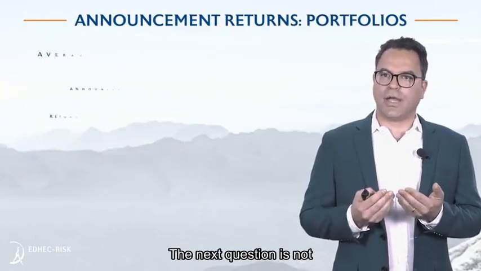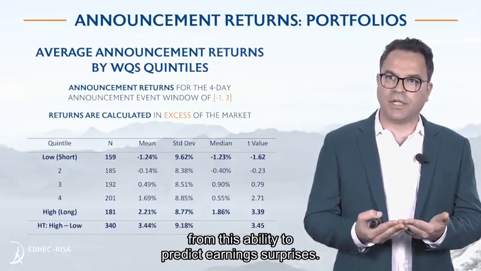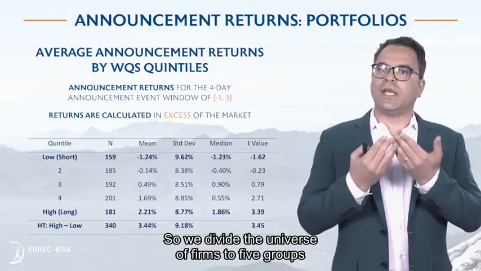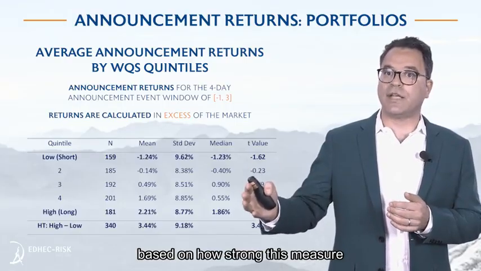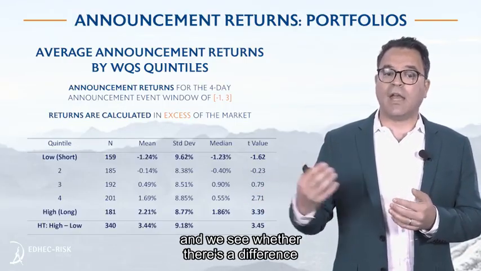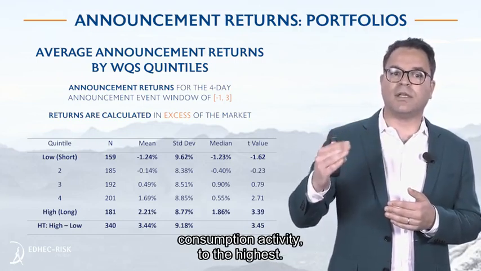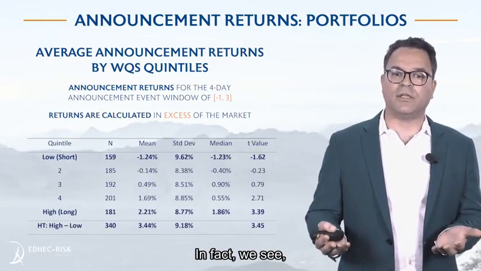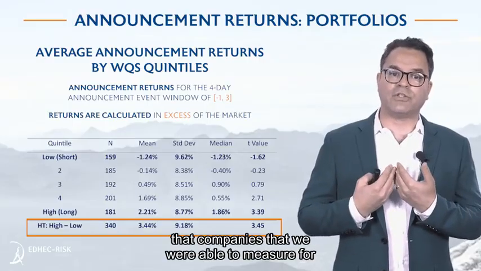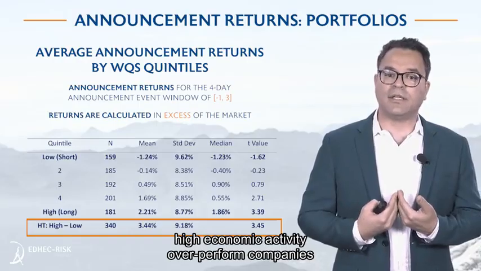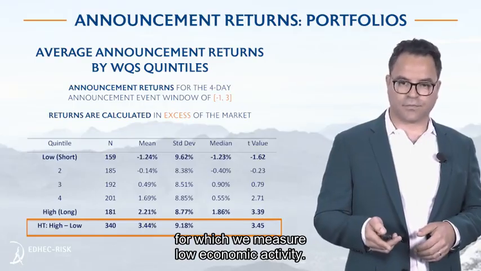The next question is not about predicting earnings surprises, but whether we can profit from this ability to predict earnings surprises. So we divide the universe of firms into 5 groups based on how strong this measure that we're able to extract is. And we see whether there's a difference between the low group, the group with the lowest consumption activity, and the highest. And in fact, we see, as you can see in the table, that companies for which we measured high economic activity overperform companies for which we measured low economic activity.